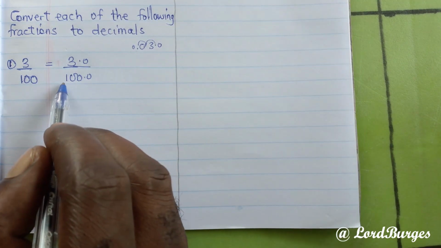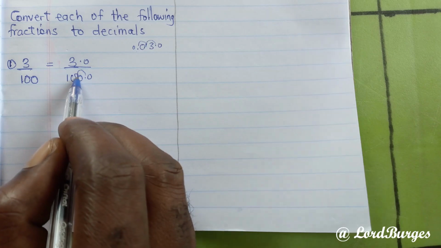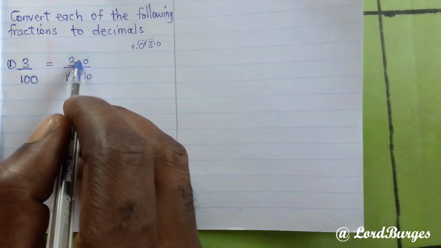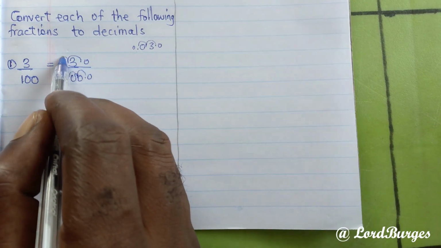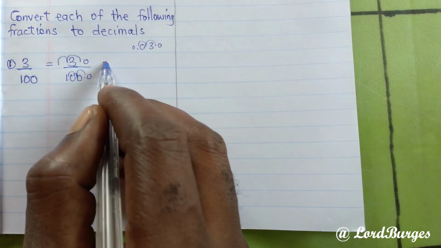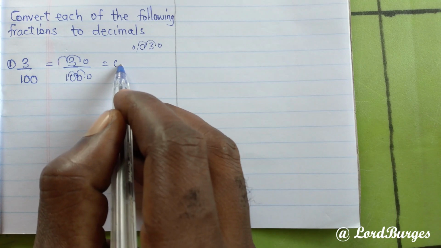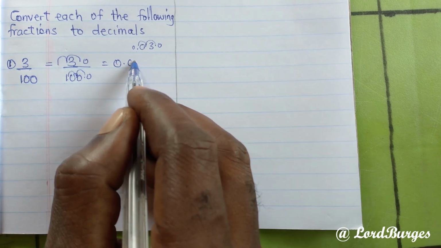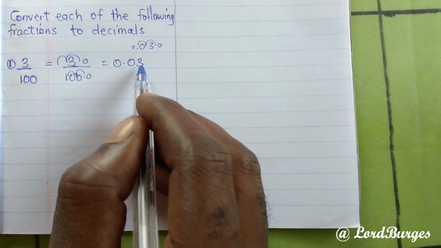So now that I need 1 at the down, I skip 1, 2. Then I also skip 1, 2. So my final answer becomes 0.03.